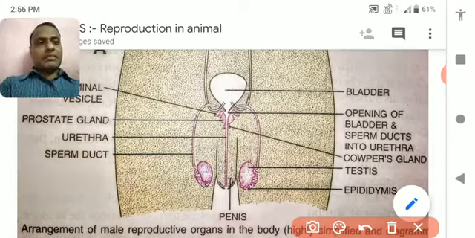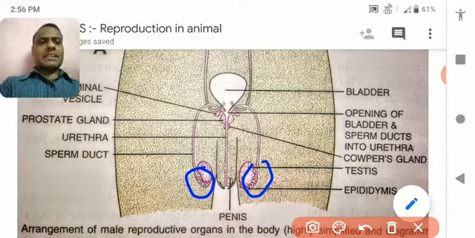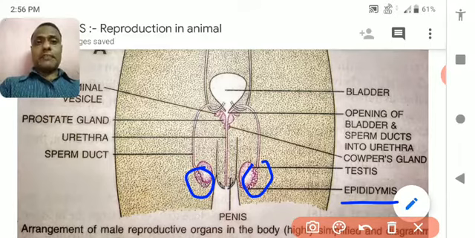After that, from these testes you can see there is a knot-like structure over here. This knot-like structure is called epididymis. Here the sperm stay for 7 days for maturation. I will explain all the topics.